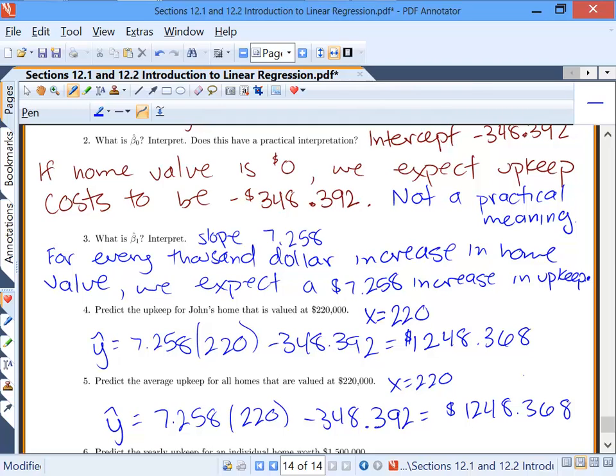Now, which prediction do you think might be more accurate? The average should be more accurate because John might be a little bit higher or lower, but when you do the average, you have all those people that are a little bit higher or lower, and they should average out to be a lot closer. So your predictions for averages will always be more accurate than your predictions for a single person.